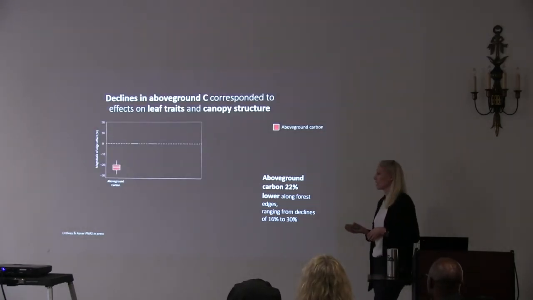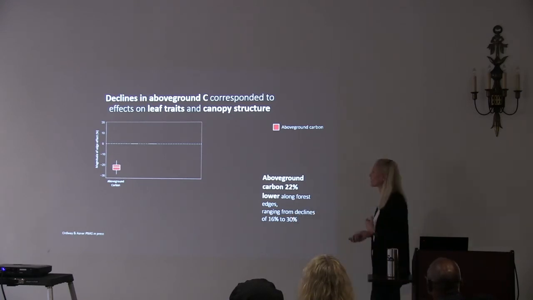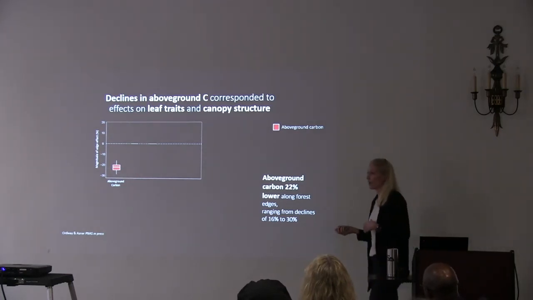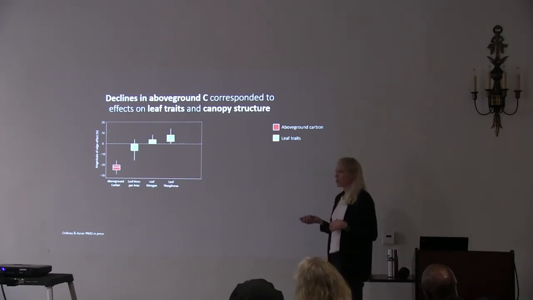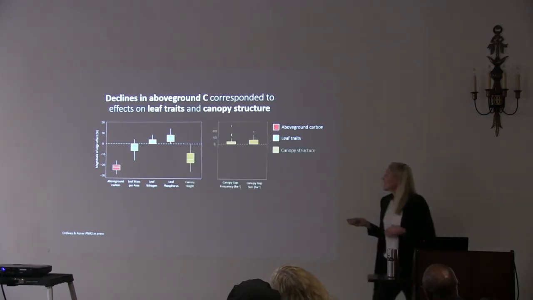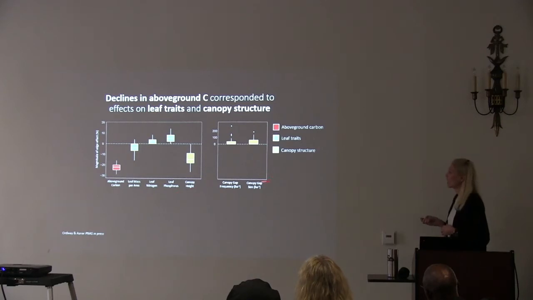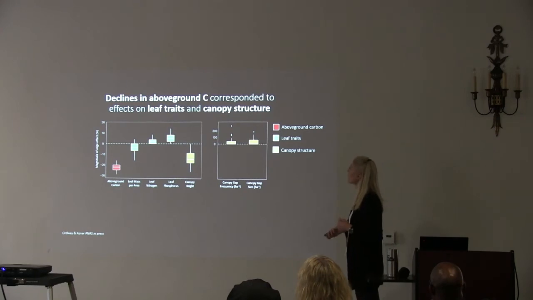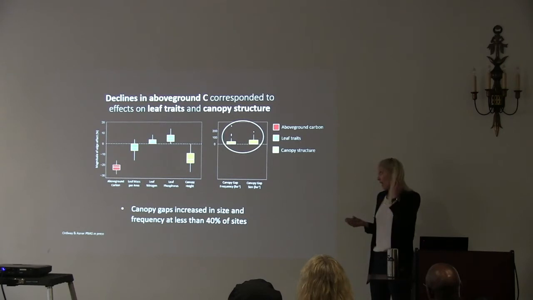So I was really interested in how this corresponds to other changes in structure and these different leaf traits. So you're seeing here that above ground carbon in terms of the magnitude, so that 22% on average decline, now plotted as a box plot. And again, we also looked at 3 leaf traits: leaf mass per area, leaf nitrogen, and leaf phosphorus, as well as canopy structure characteristics, so canopy height, and then these 2 canopy gap dynamics, frequency and size, which are plotted on a different scale. And a couple of things really were interesting and surprising to me.